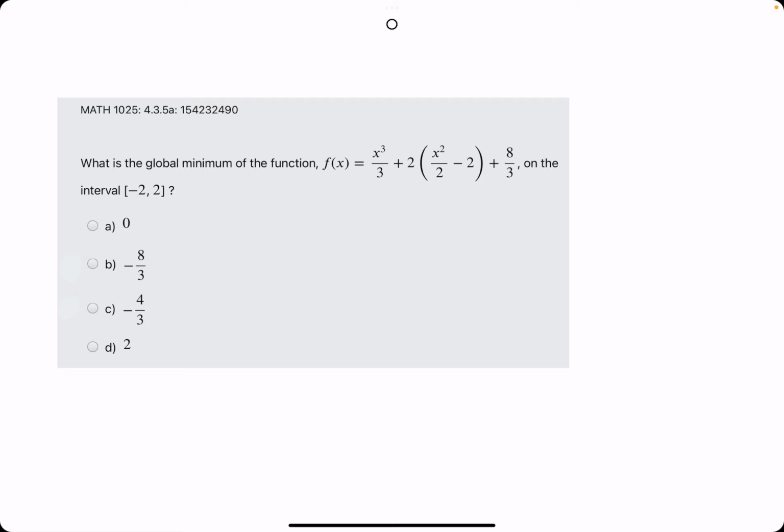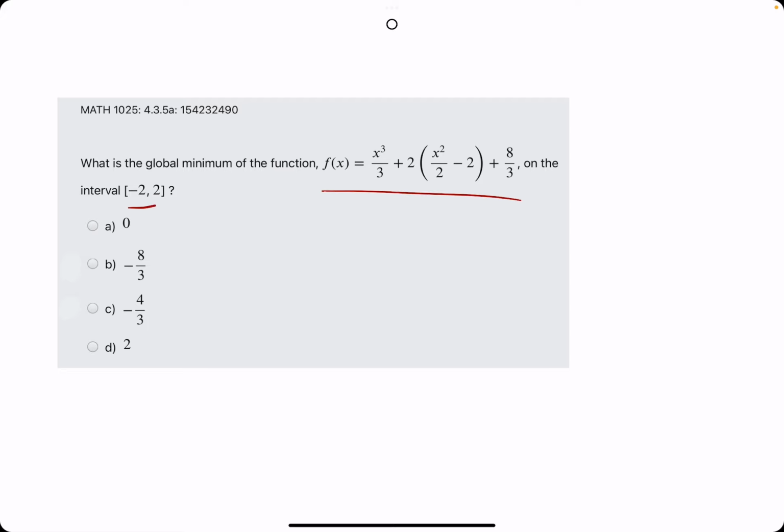Okay. In this problem, they ask us what is the global minimum of the function f of x on the interval -2 to 2. So the idea is if we graphed this function f of x from -2 to 2, what would the absolute lowest value be? It might be at one of the endpoints, either -2 or 2, or somewhere in the middle if it hits some low point like that. Our goal is to identify that minimum value of the function, in other words, the y value.